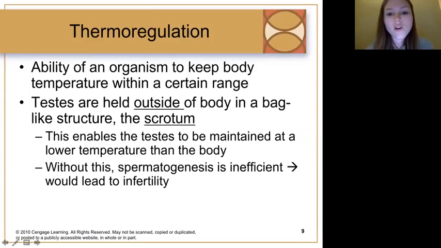So when we talk about the testes, I always like to talk about the concept of thermoregulation in the body. So it doesn't just pertain to the testes. Thermoregulation is the ability of an organism to keep its temperature within a certain range. That can be by a number of different biological processes, like I'll explain with the testes. Obviously when you think thermo, you think thermometer, temperature, and then regulation. So basically regulation of the temperature.